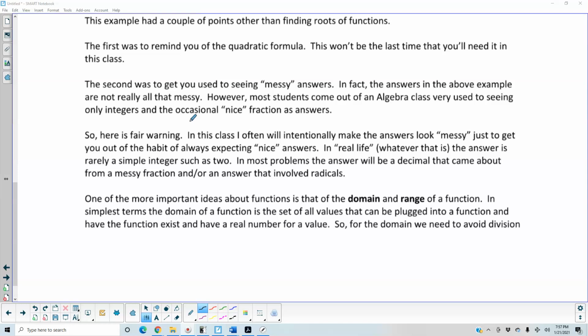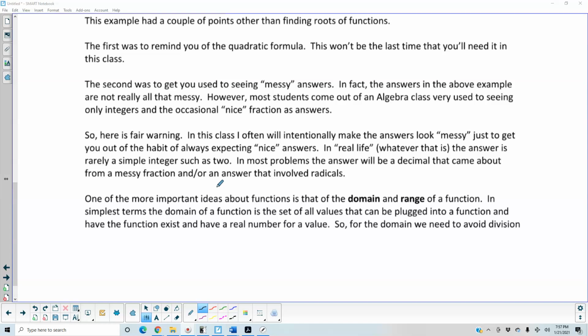In fact, the answers in the above example and that example from the previous video are not really all that messy. However, most students come out of an algebra class very used to seeing only integers and the occasional nice fraction as answers. So here's a fair warning. In this class, I often will intentionally make the answers look messy just to get you out of the habit of always expecting nice answers.